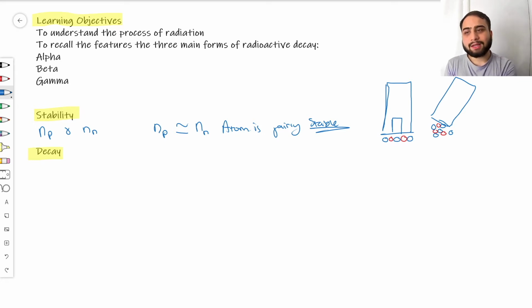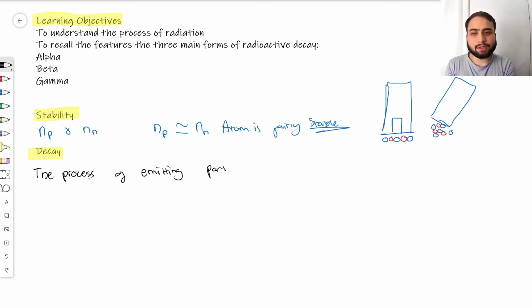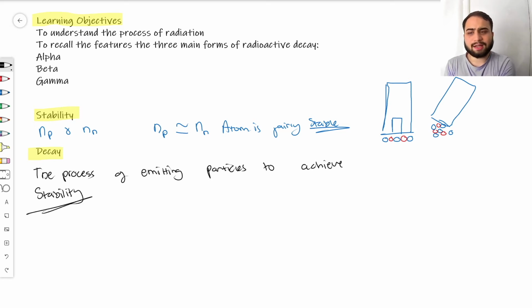Now, when an atom is unstable, it can undergo decay. So decay is the process of emitting particles to achieve stability. That's what an atom all wants. Kind of like humans, really. All we want is stability. Okay, so decay is the process of emitting particles to achieve stability.